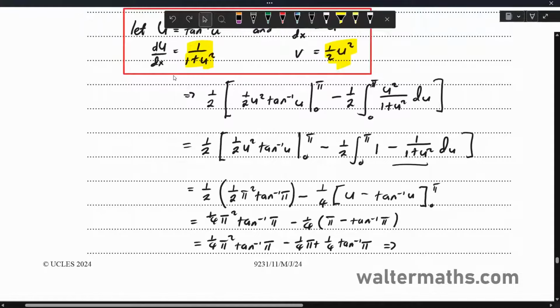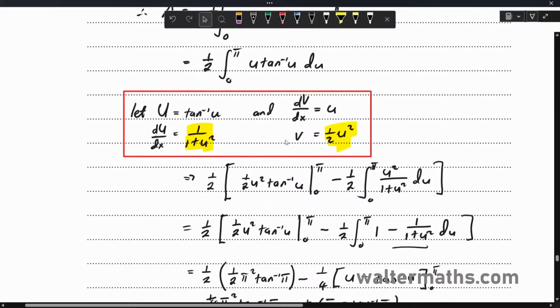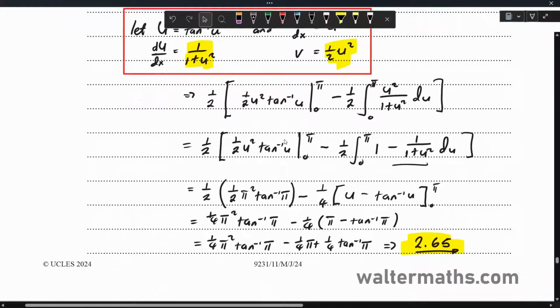Let me do that quickly. Just changing to radians. And in radians, I'm getting 2.6456, which to 3SF is 2.65. So this here will be the answer to this question. Okay, I hope you got that. You followed through the working.